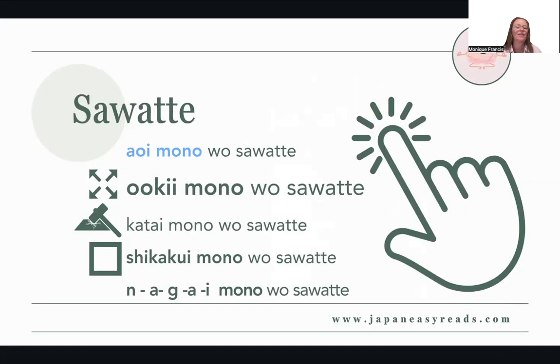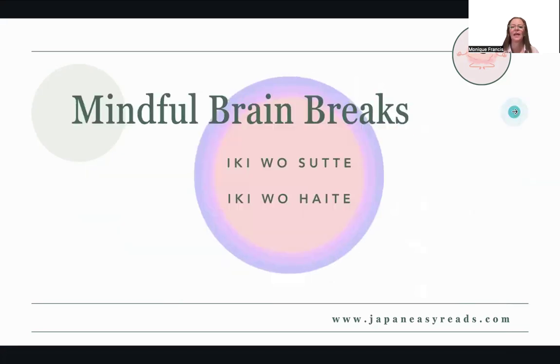Sawate. So really quickly, aoi mono o sawate. So give them a moment. Oki mono o sawate. Katai mono o sawate. Shikakui mono o sawate. Nagai mono o sawate. So nice and quick and easy. Do that for a minute, just a quick little brain break.